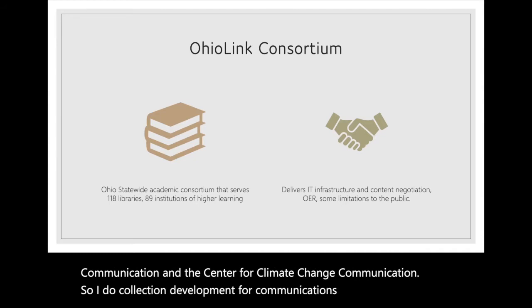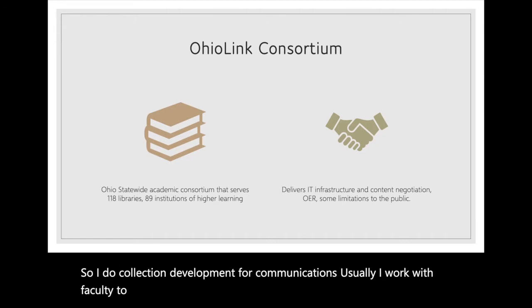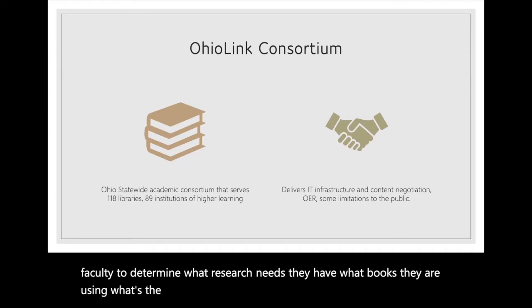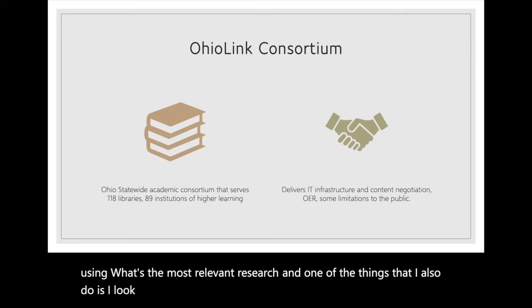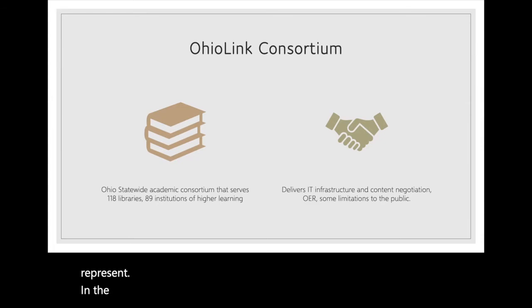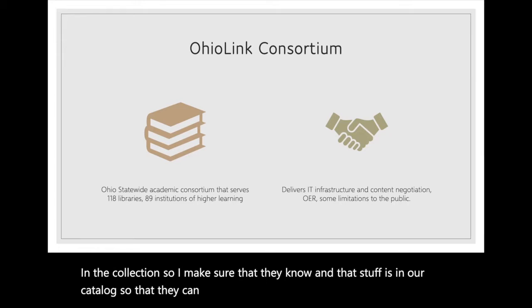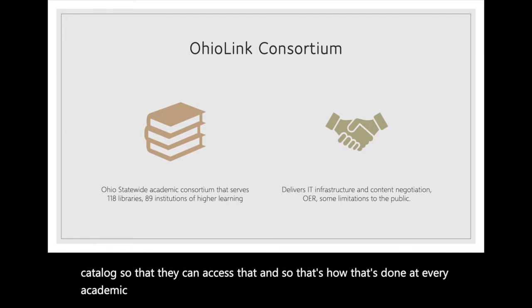Usually I work with faculty to determine what research needs they have, what books they're using, what's the most relevant research. And one of the things that I also do is I look for hidden voices. So people of color that are not typically represented in the collection. So I make sure that they know, and that stuff is in our catalog so that they can access that. And so that's how that's done at every academic institution across the world. Academic libraries are responsible for collection development.